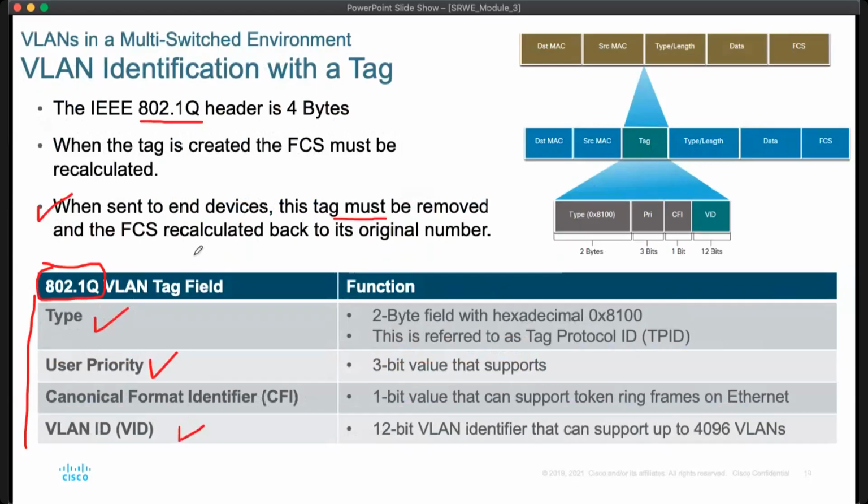Here they call it VLAN identification with a tag. So every packet they will put a tag in. That's why they can manage all these packets: unicast, broadcast, all those.